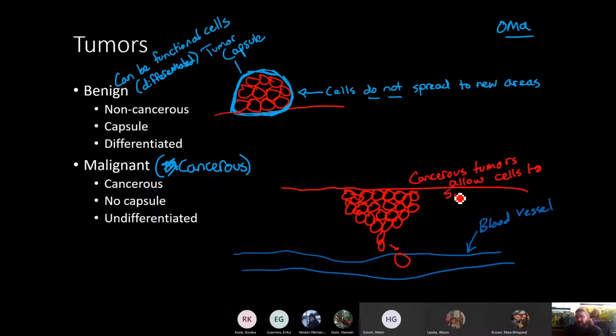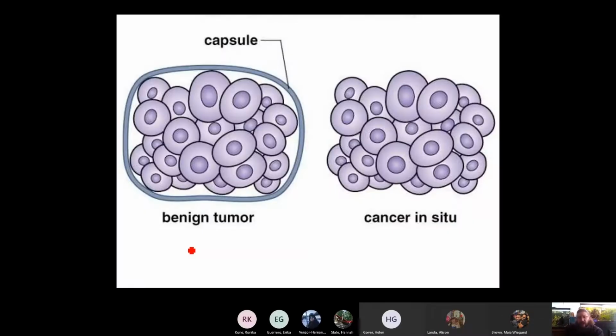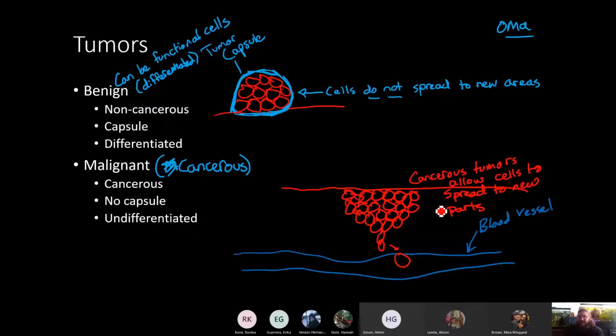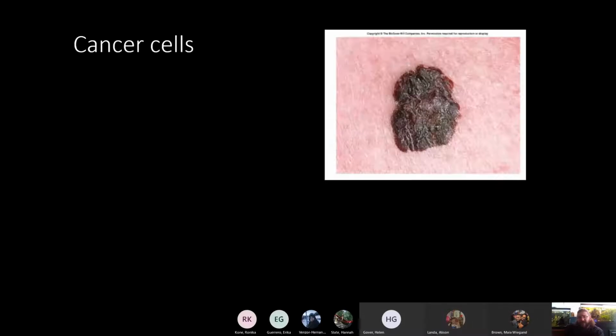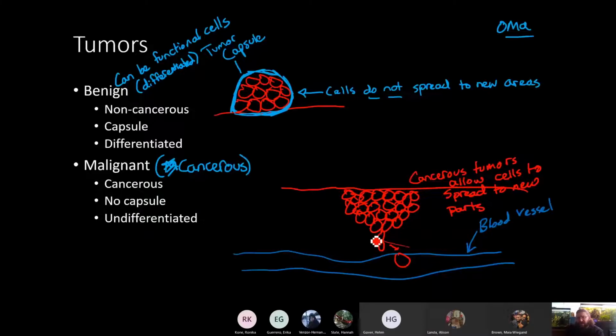They allow cells to spread to new parts of the body. Oh, that's dangerous. Spreading to new parts of the body has its own specific term, right? Who knows the term for when your cancer has spread?